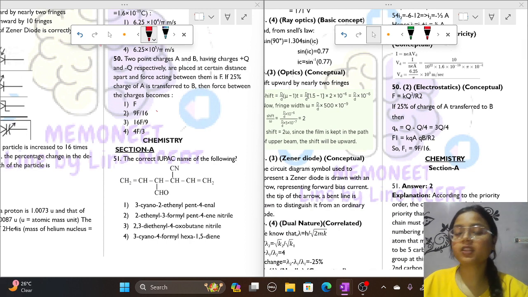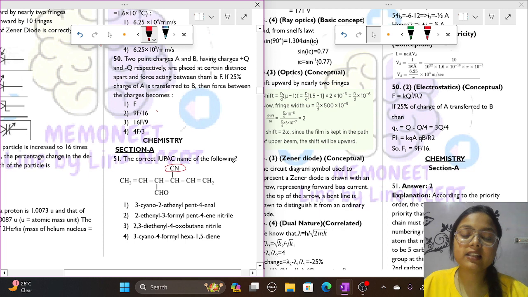In question number 51, the correct IUPAC name for the following compound is asked. The compound is given and we have to find the correct IUPAC name of this molecule. First we observe that this is the carbon chain, and here CN is a functional group and CHO is a functional group attached to the carbon chain. So first we have to look at the priority.